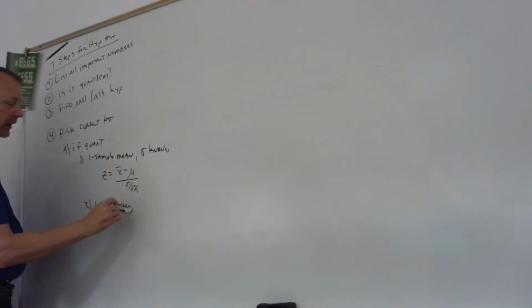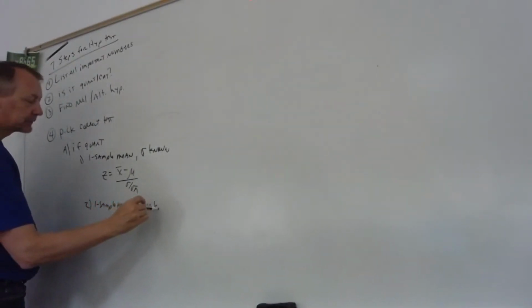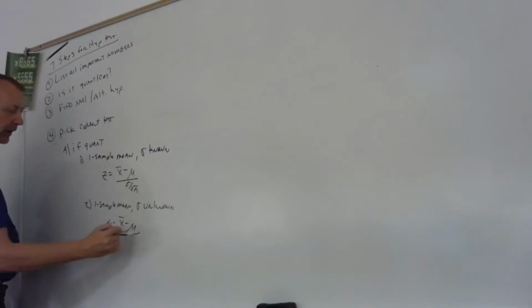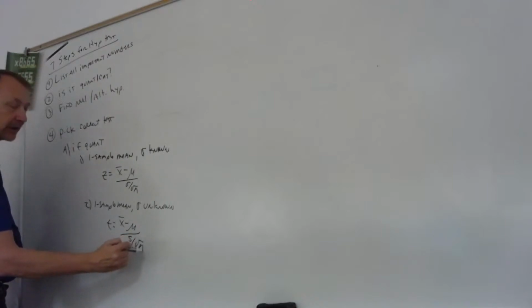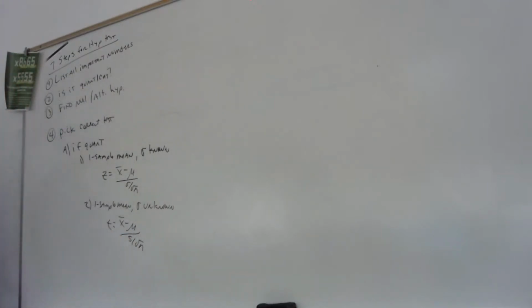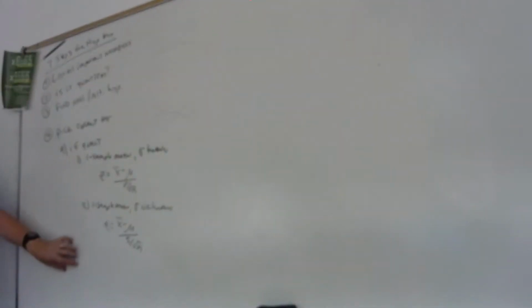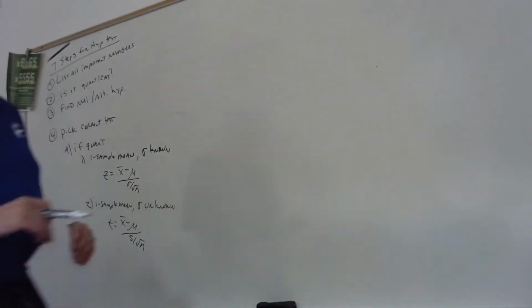Then we're going to do a 1 sample mean, sigma unknown. Okay? This is going to be a t-test, which is also x bar minus mu over s over the square root of n. Okay? So you see these equations are very similar. We haven't talked about the t-test, and we're not going to talk about it yet. But just know that's coming down the pipe.